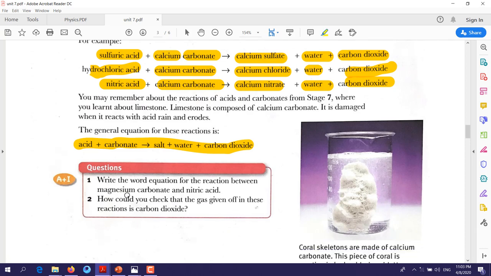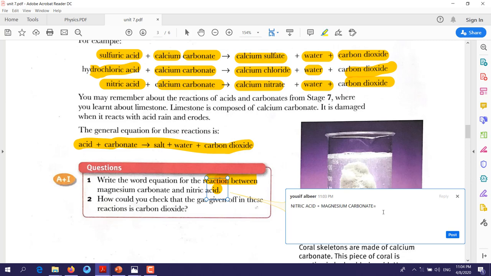Question number one. It says, write the word equation for the reaction between magnesium carbonate and nitric acid. Okay, how to solve this one? The word equation is the reaction between magnesium carbonate and nitric acid. We will write nitric acid plus magnesium carbonate equal to what? Because we have carbonate and nitric acid, which is an acid, we will always get water plus carbon dioxide.